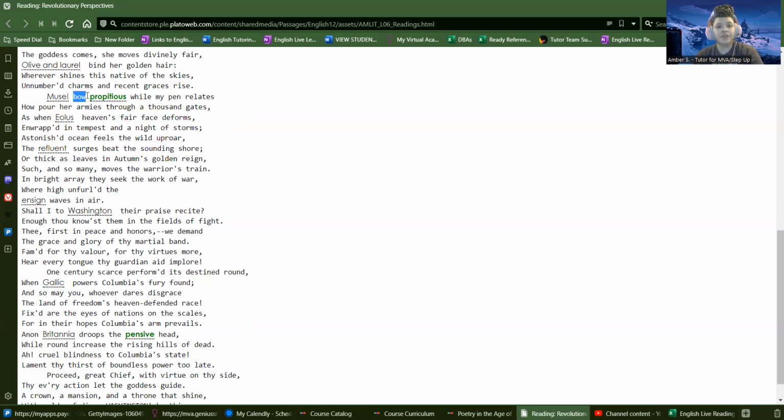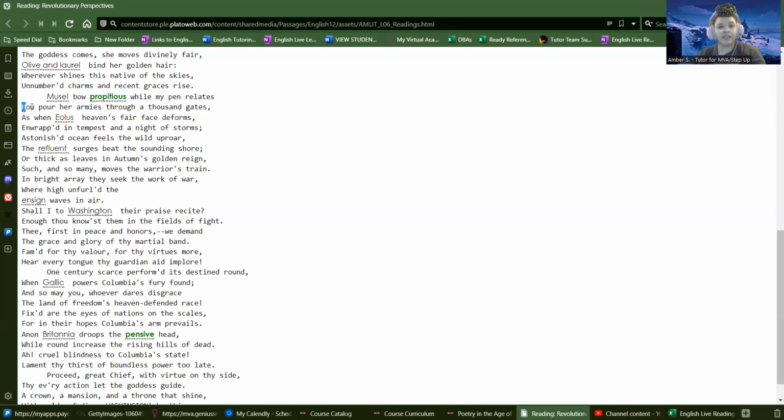So muse, bow, propitious, while my pen relates. And if we mouse over here, propitious, favorably disposed, so being a good omen. So she's saying that she's hoping that this muse shows up to give her good luck while she's writing. And it says, while my pen relates means to tell or show something to someone, to recount something.